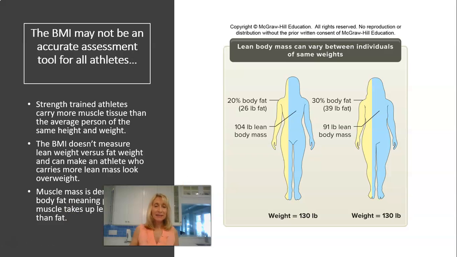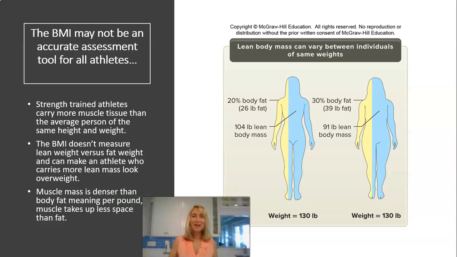Now the body mass index is controversial, because it's not a measurement of how much lean tissue you have to fat tissue. So it can make someone who is, say, a strength-trained athlete and carries more lean tissue than the average person of the same height and weight look to be overweight. So if we look here at our picture, we have a woman that weighs 130 pounds. If you look at her body shape right here, she looks lean. And if we look at what makes up that 130 pounds, 104 pounds is lean mass, and 26 pounds are fat mass.